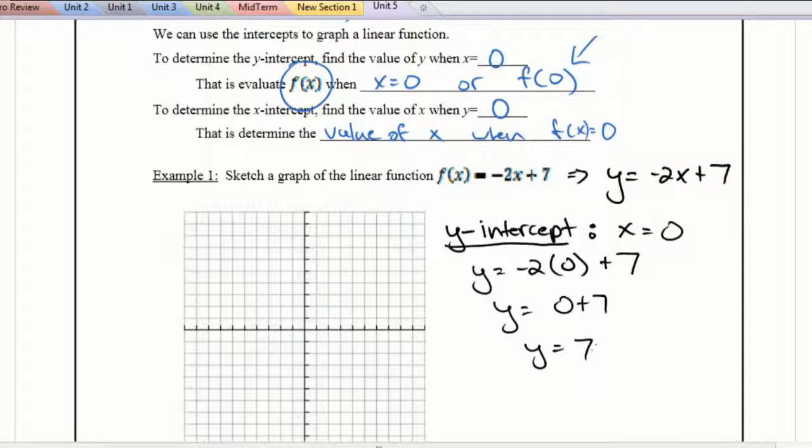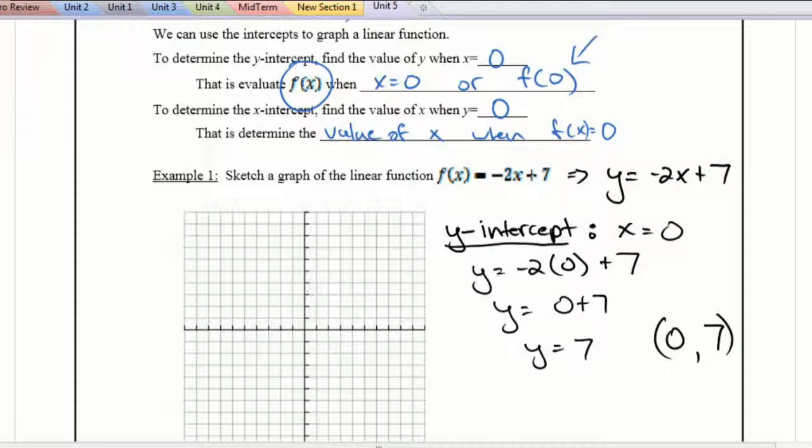Y is equal to 7. So what does that mean? Well, that means when x is 0, so if I had an ordered pair, x is 0, y is equal to 7. So now I have a point that I can plot on my graph. So (0, 7). So I'm going to plot that.